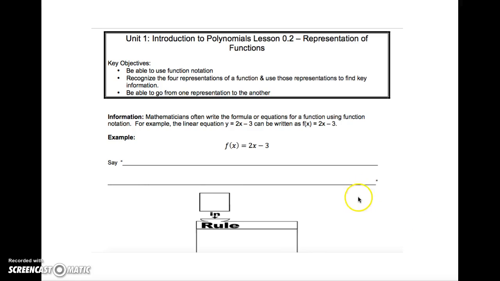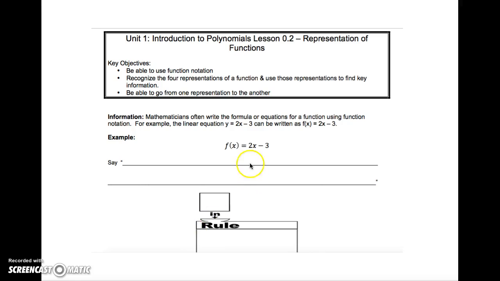Okay, so this unit is all about polynomials, and generally, when we see polynomials, we see them written as y is equal to some expression. In this case, we have a linear function. It's y is equal to 2x minus 3. When we use function notation, we replace the y with this f of x. And so y and f of x are essentially the same thing.